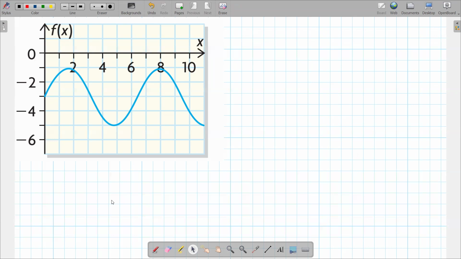So for this one, what's the maximum value approximately? What's the maximum y value? -1. What's the minimum y value? -5. -5. How long does it take to loop?